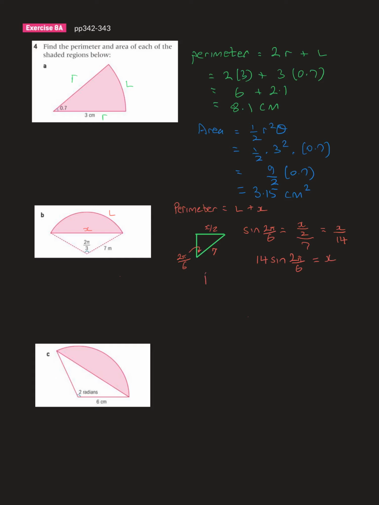And we said that the perimeter is equal to L, which is r theta, and r is 7, and theta is 2 pi on 3, plus X, and that's 14 sine 2 pi on 6. That equals 26.78 meters. Okay, now we have to find the area of that pink area there. Well, it's going to be the area of the sector minus the area of the triangle.